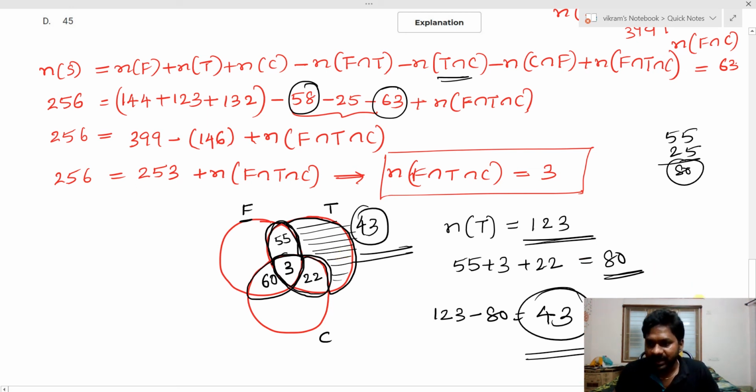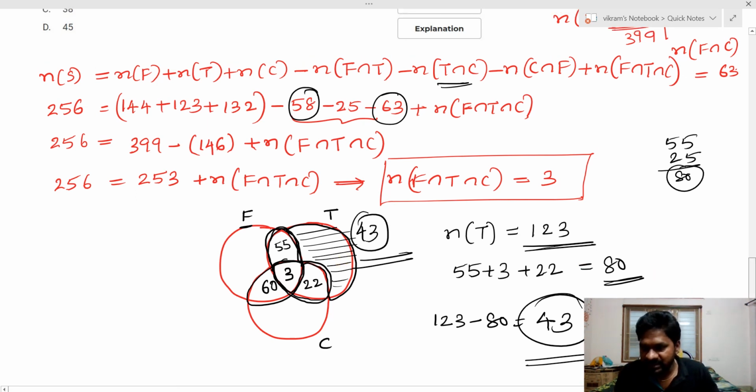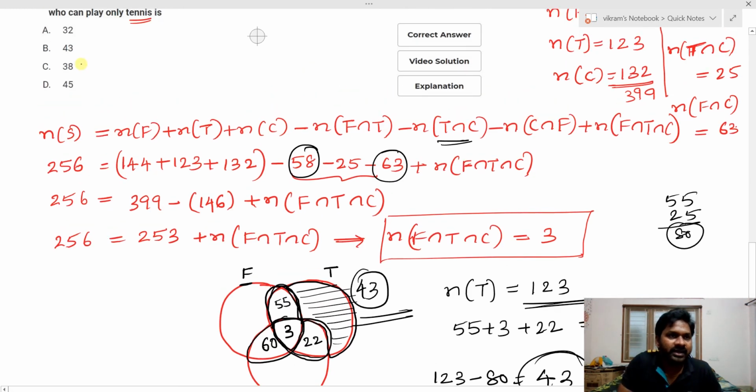So the required answer for this solution is 43. Then option B is the correct one: 43 who can play only tennis.